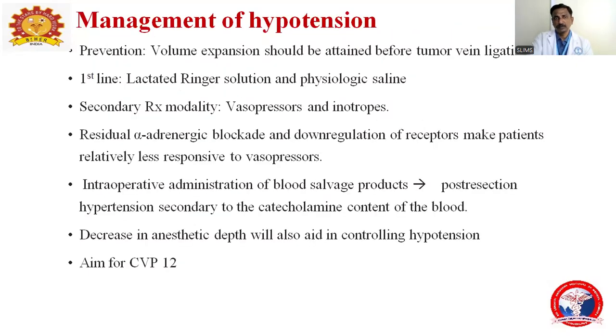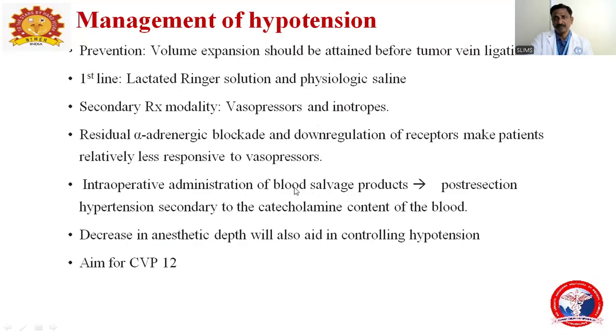Management of hypotension includes prevention. Volume expansion should be attained before tumor vein ligation. First line is Ringer lactate solution, and physiological saline can be used. Secondary treatment modality includes vasopressors and inotropes. Residual alpha adrenergic blockade and downregulation of receptors make patients relatively less responsive to vasopressors.